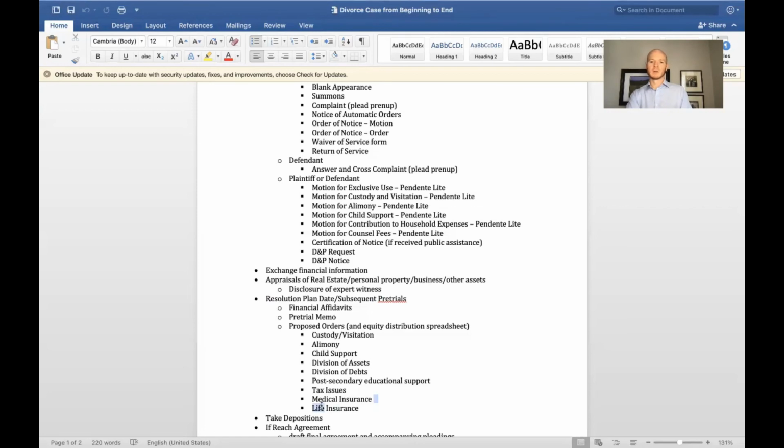Then, we would put proposals for medical insurance, who's going to pay. Generally speaking, the parties are each responsible for their own medical insurance after a divorce, but you might put in who's going to pay for the medical insurance of the children. So, you need to put that in the divorce agreement. And then, a proposal on a life insurance provision.